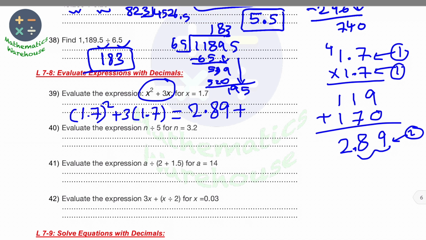Plus 3 times 7 is 21. 1 and carry up 2. 3 times 1 is 3, plus 2 is 5. So it's 5.1. Now add both. The answer would be 7.99. And this is the answer.